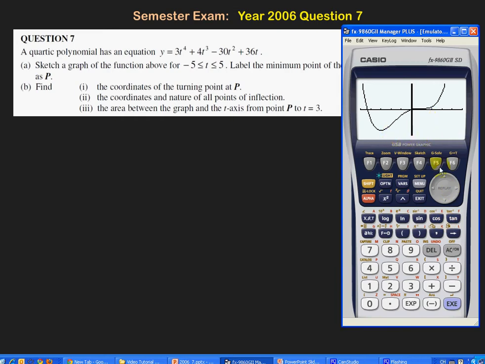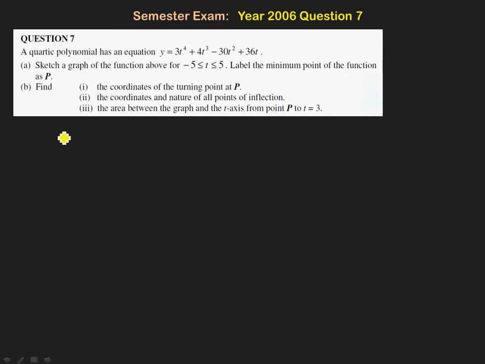And now the coordinates of the turning point, as you can see, is this local minimum here, and so I can use the calculator to do the job for me directly. So the coordinates of the turning point is -3 and -243, right? And let's write this down. P is -3, -243.